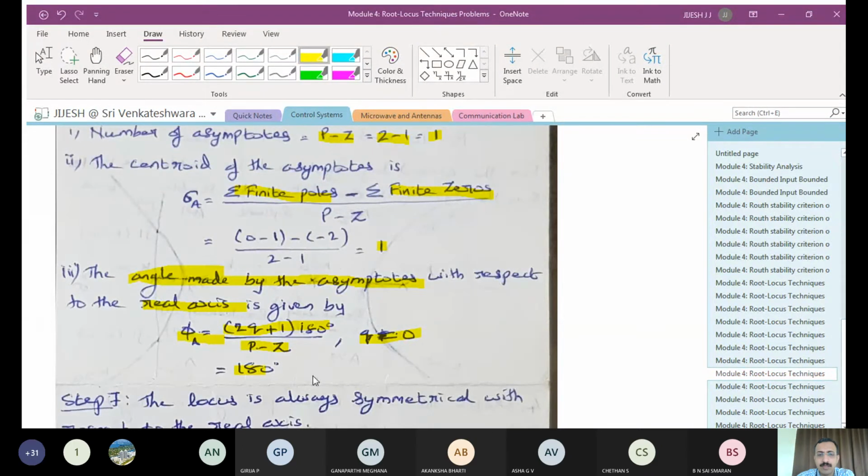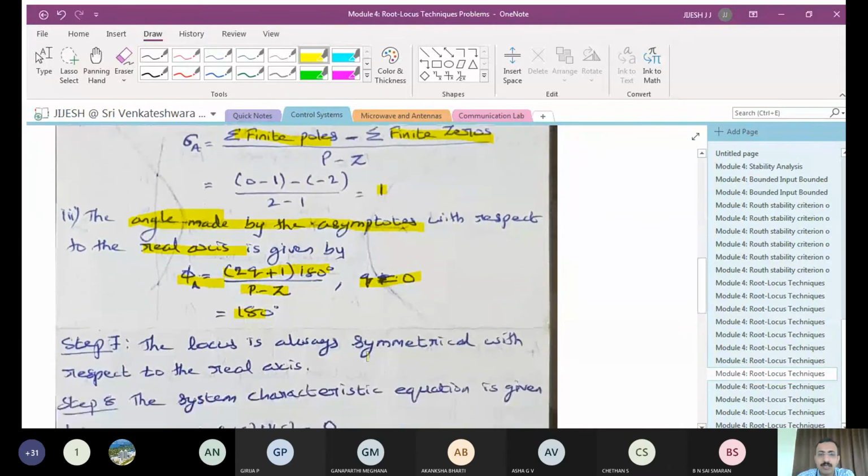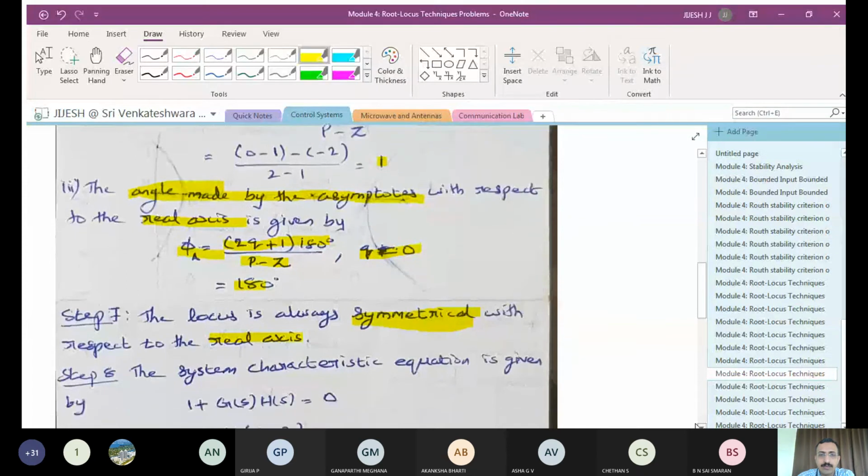Okay, so let us proceed further. The seventh step, as we have seen in the last problem also, is that the root locus has to be symmetrical with respect to the real axis. So we can just write the statement there: the root locus is always symmetrical with respect to the real axis. Now we have to take the characteristic equation and try to solve it. All those things we have to do in step 8. So let us go with step 8.